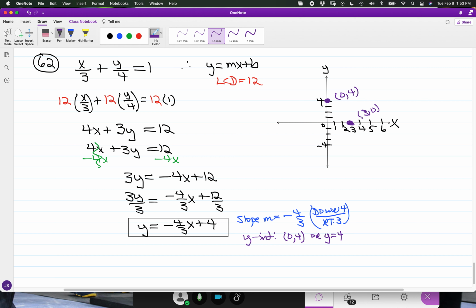And if I shift down 4 units and go over another 3 units, we have 6, negative 4. So y goes down 4 units at a time, from 4 to 0 to negative 4, and x proceeds 3 at a time, from 0 to 3 to 6. And then just connecting.